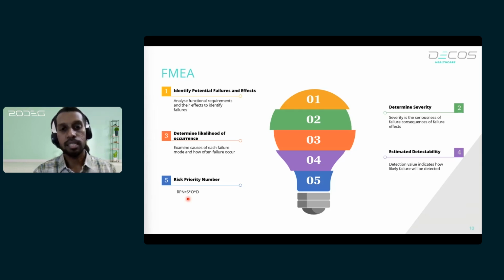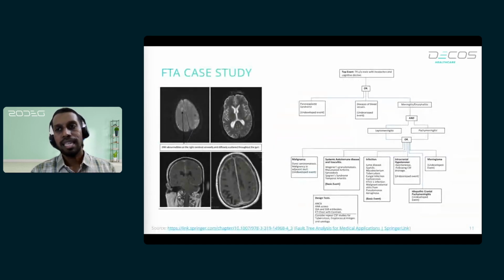a particular device, so that we can identify the most probable occurrence. So it can either be a mechanical failure, or an electromagnetic failure, or something thermal related, or radiation, or some biocompatibility issue, anything. So we need to identify all these parameters, and finally we'll be deriving this RPN number, which will give us some in-depth information on these identified potential failures. And the next is FTA, which we'll be calling fault tree analysis.